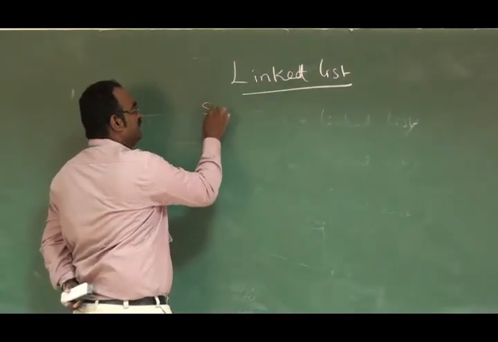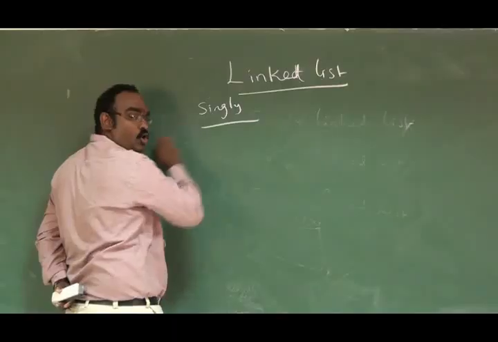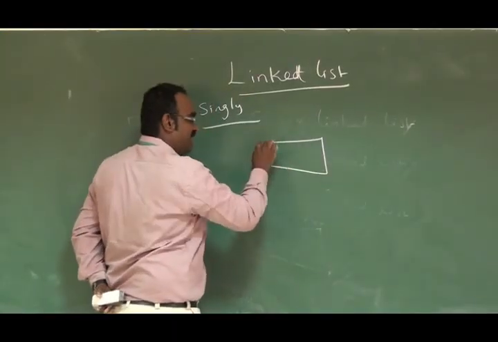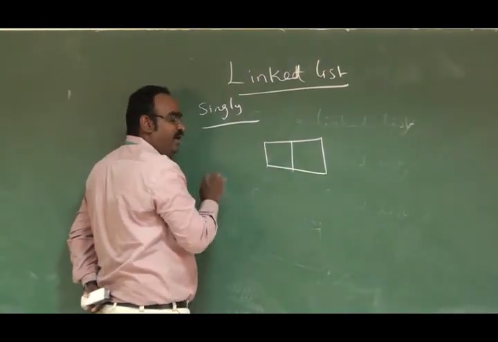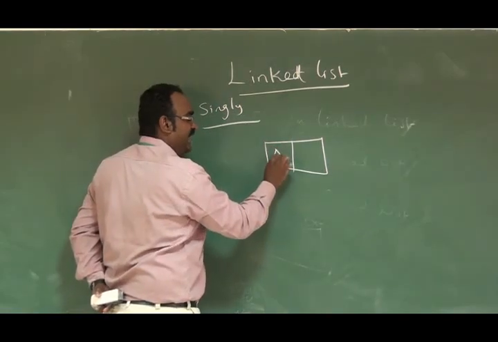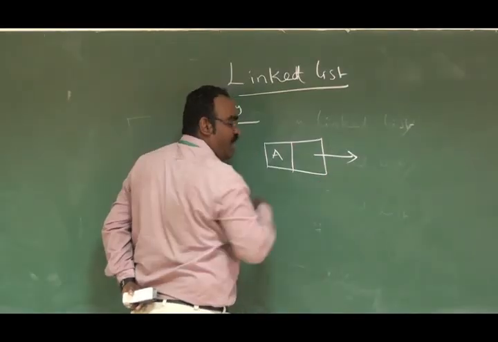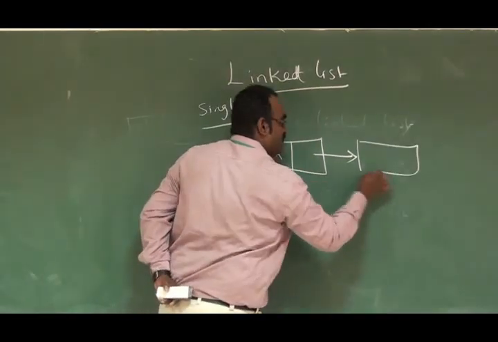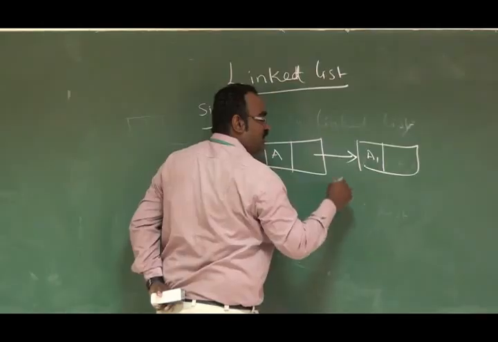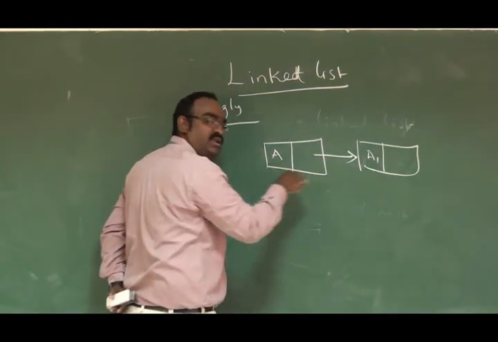So singly linked list, the node declaration for that, which has a single node. There are two compartments: one is for data, that is A, consider A as the data, and the next is a pointer. The pointer is pointing to another node, which is A1, and A and A1 are at different locations.